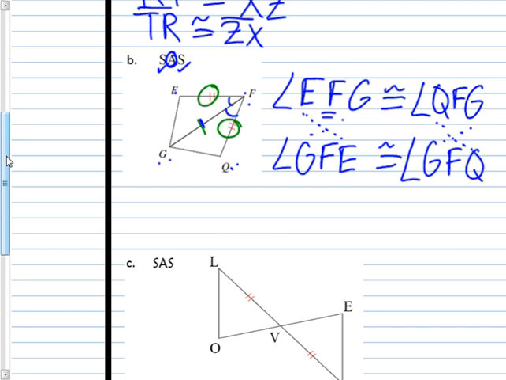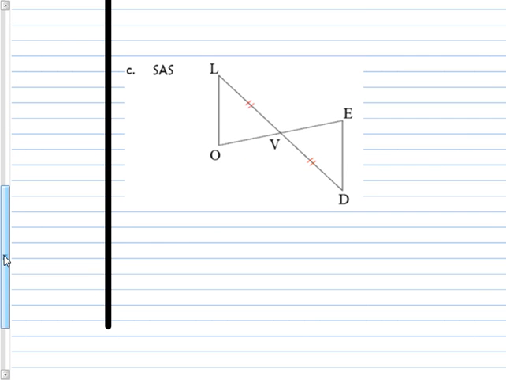That would be fine. Let's go down to example C. Example C, if I wanted to prove these two triangles congruent using the SAS theorem, what do I still need? Well, let's look first at what we have. We already know that LV is congruent to DV. And notice that I said LV and DV. Okay, I went in the same order. I went from L to V, so here I have to go from D to V. I can't say LV and VD.